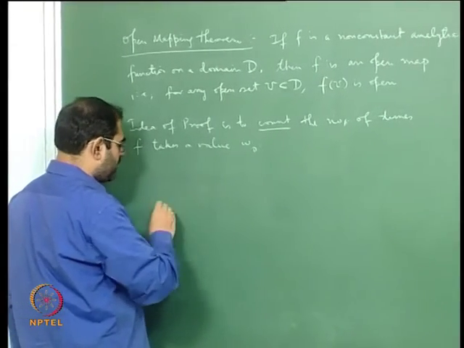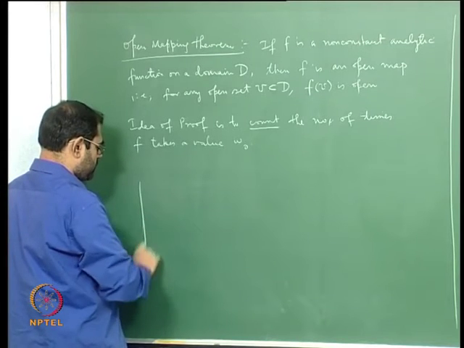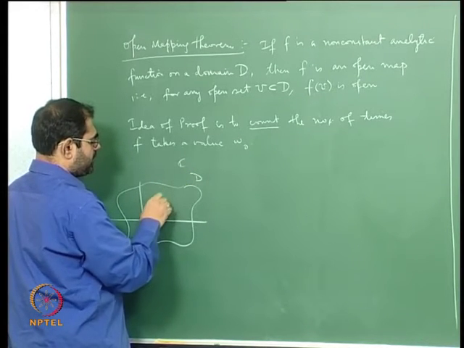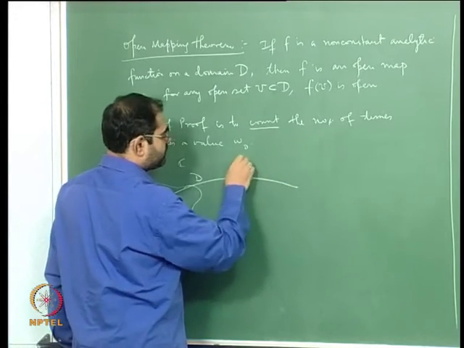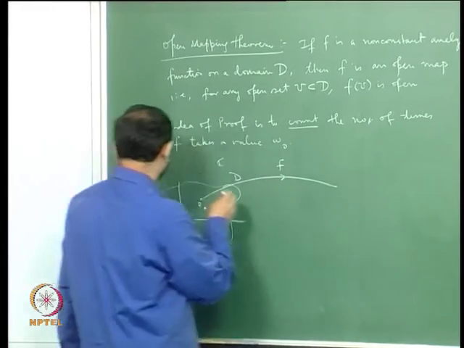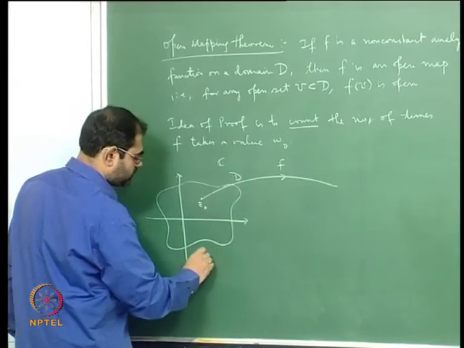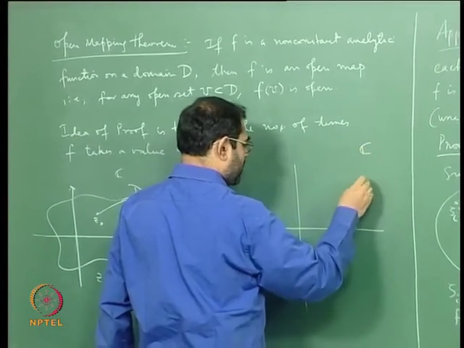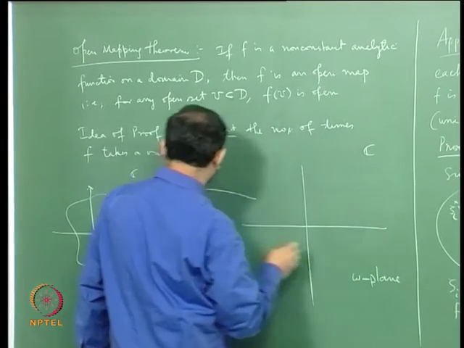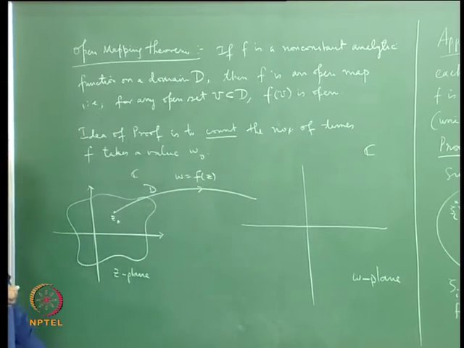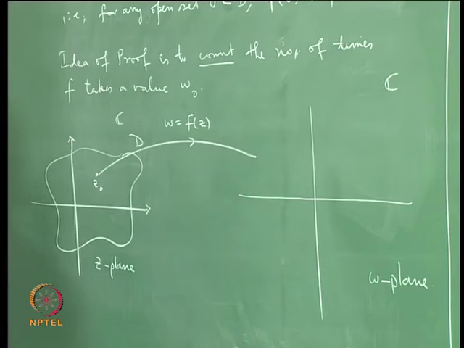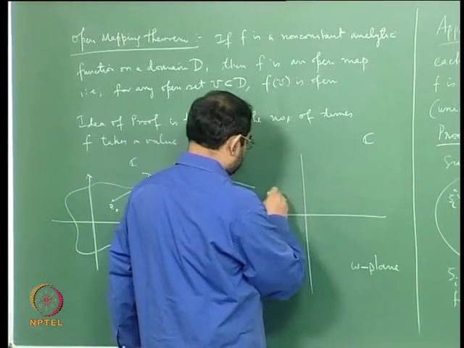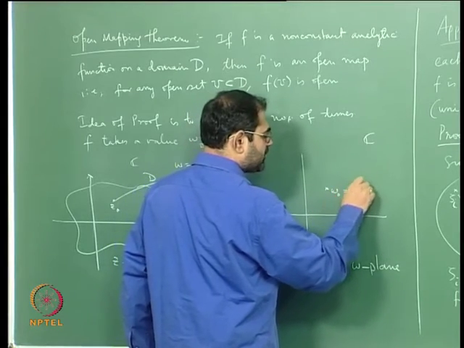Let me draw a diagram. Here is my source complex plane, and here is some domain, and here is a point z naught, and here is my function f. f is non-constant, and this is the z plane. The target plane is also the complex numbers, but it is the omega plane, where omega is equal to f of z. If it is one real variable, you write y equal to f of x. Since it is one complex variable, we now write omega is equal to f of z. And suppose you take a value omega naught which is f of z naught.